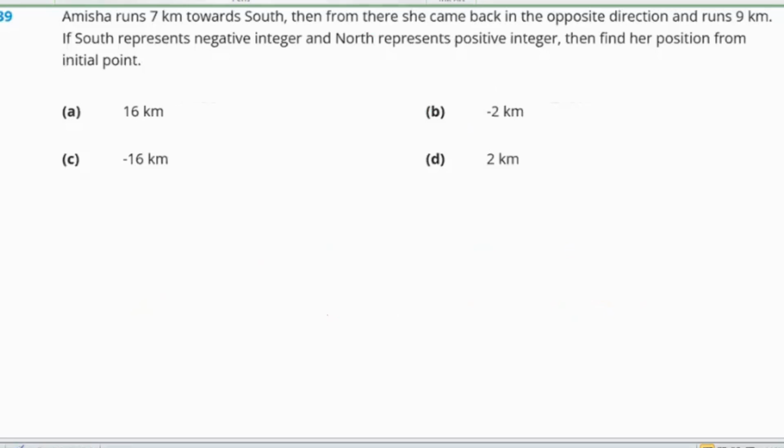Okay, now the next question, which is question number 39, is saying that Amisha runs 7 kilometers towards south. So which is -7. Now from there, she came back in the opposite direction. What is the opposite direction of south? So the opposite direction of south is north only.